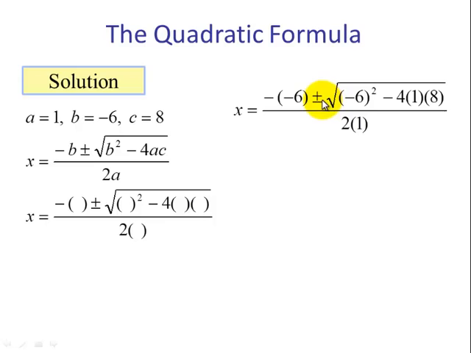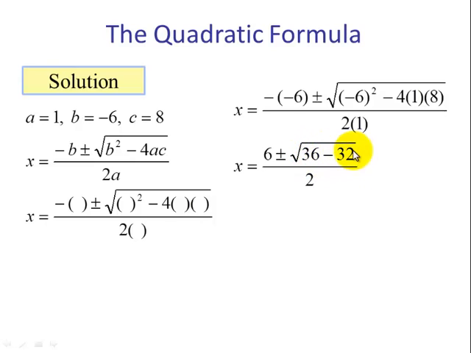Now we follow the order of operations. We have to compute this first. Therefore, we have to compute negative 6 squared first. Negative 6 squared is 36, minus 4 times 1, which is 4, times 8, which is 32. A negative 6 becomes a positive 6, and 2 times 1 is 2.